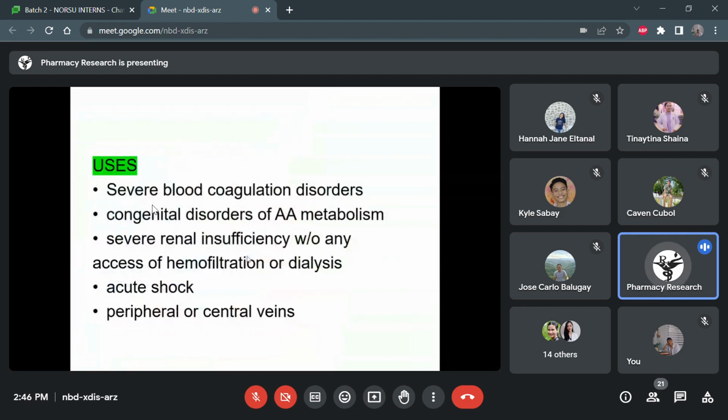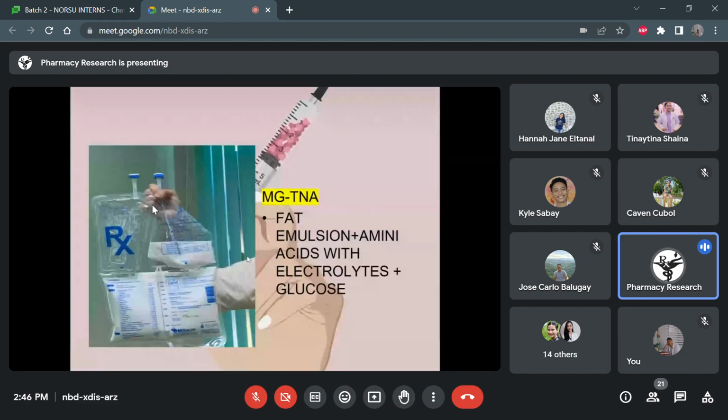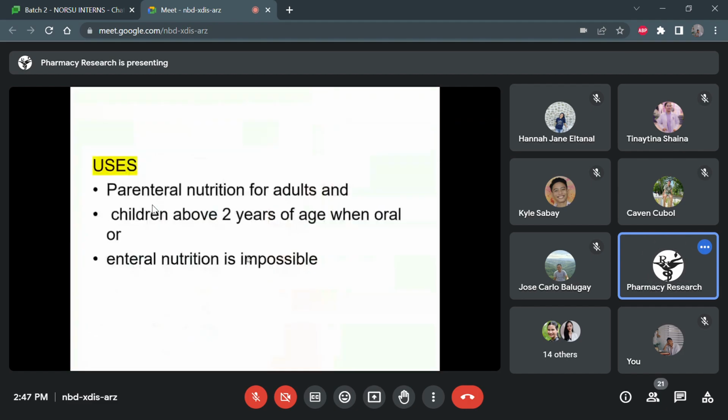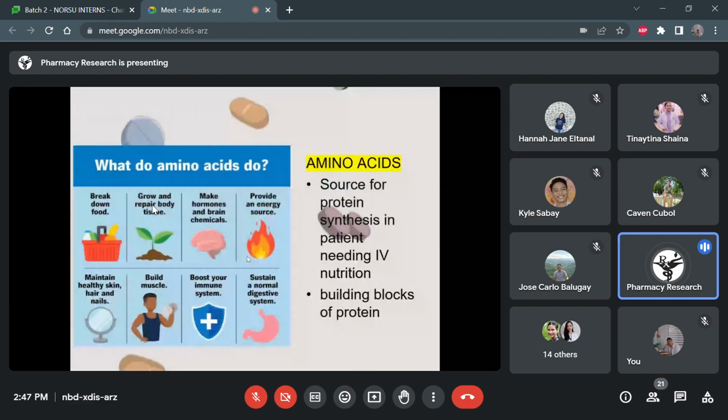So, pwede po siya kaning sa mga naay amino acid metabolism kanang congenital disorder of amino acid metabolism kay nag-contain man pod siya og amino acids. So, naputay Combiflex. Contain ni siya og lipid emulsion plus amino acids. AA is amino acids, guys. Plus electrolytes plus glucose. Uses, it is a parenteral nutrition for adults and children above 2 years of age when oral or enteral nutrition is impossible. So, gamiton ang Combiflex.